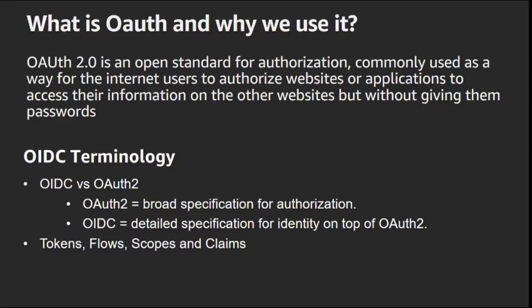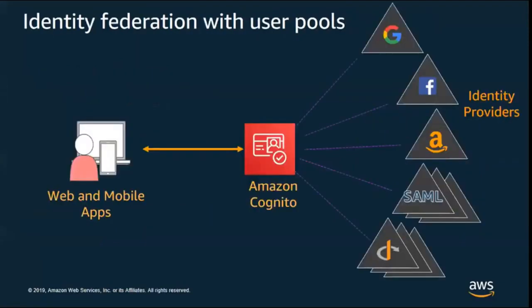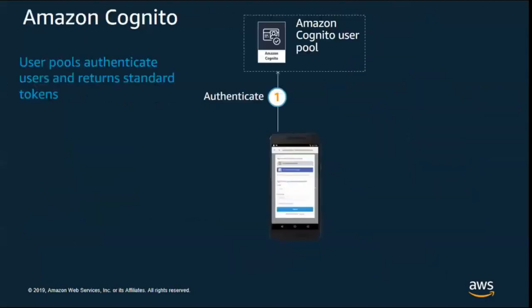It has the concept of tokens, flows, scopes, claims, different types of tokens: refresh token, access token, bearer token, right? Each one has a different set of functionality. So Cognito supports, and you can integrate both ways. You can have users in your user pools, or not have them and use a SAML based integration. It supports both use cases.